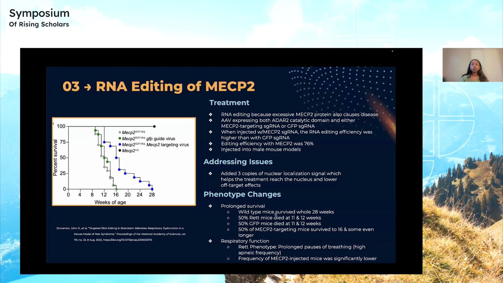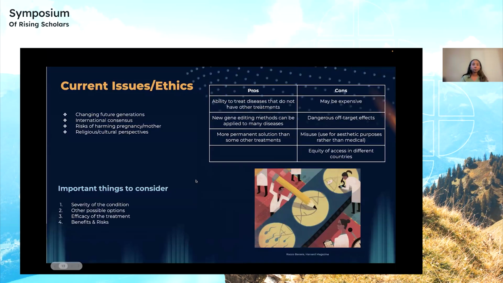Basically, mice with Rett syndrome only survived to 11 weeks, but once treated, they could survive more than 16 weeks. And respiratory function was also fixed because before, Rett syndrome mice had prolonged pauses of breathing, but once treated, their frequency was more normal. So this basically just shows that what they're doing is actually making a difference in the organism.